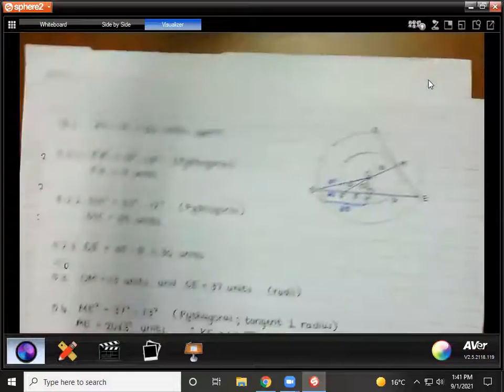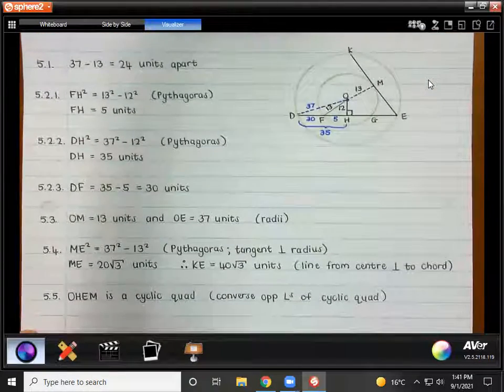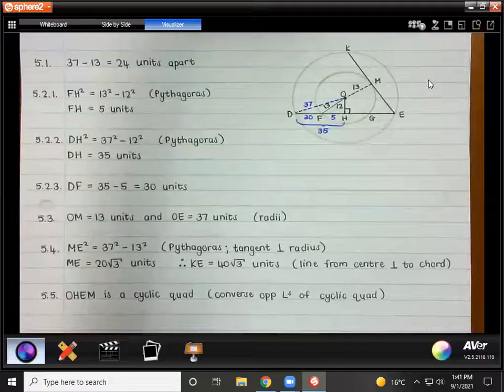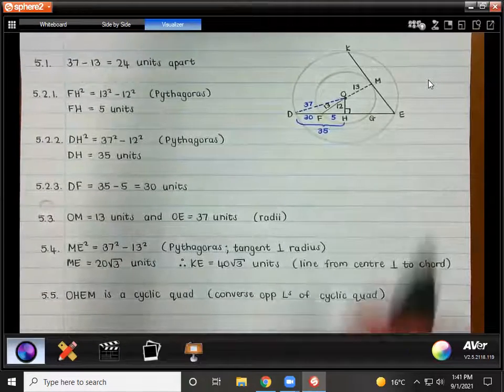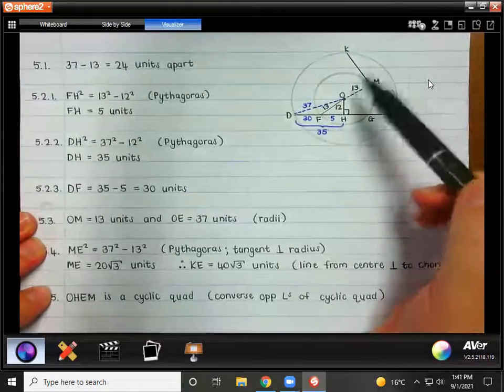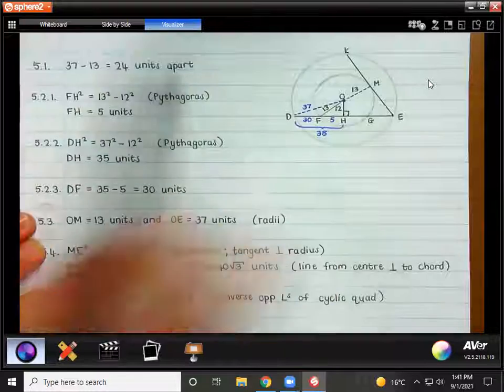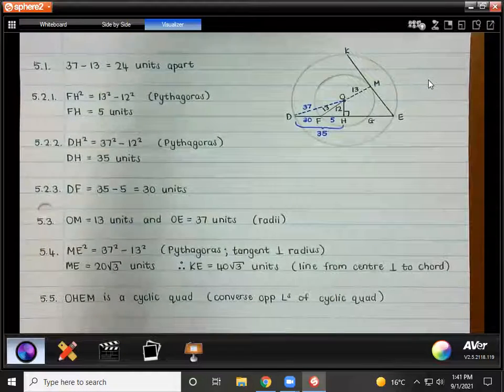Okay, number 5 was very different from the ones that we've done before. Now they were asking us for lengths of sides. Usually we just asked about sizes of angles. So they told us that the radius of the bigger circle is 37 and the radius of the smaller circle is 13. Then the first question was, how far apart are the circumferences of the two circles?